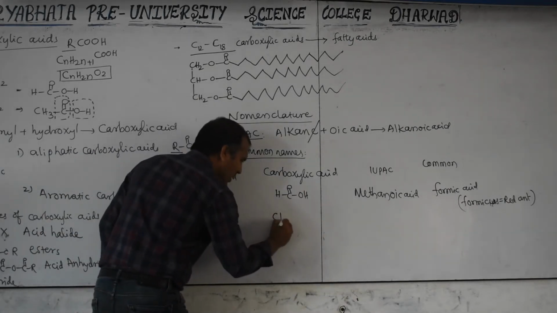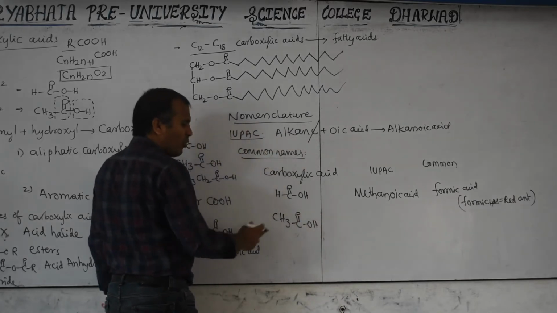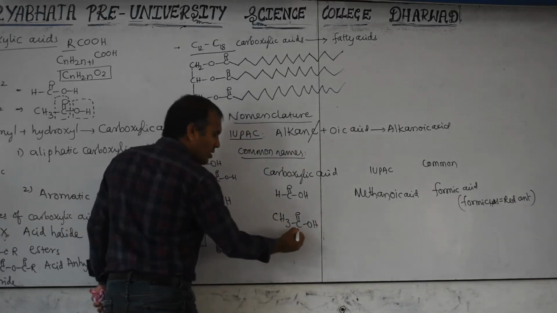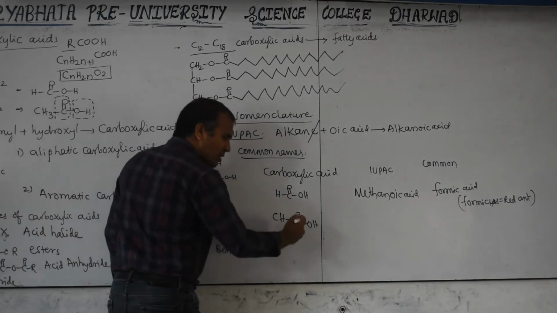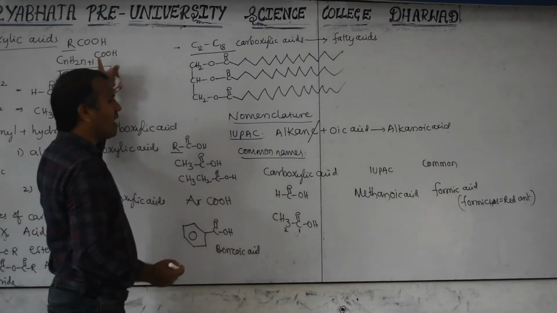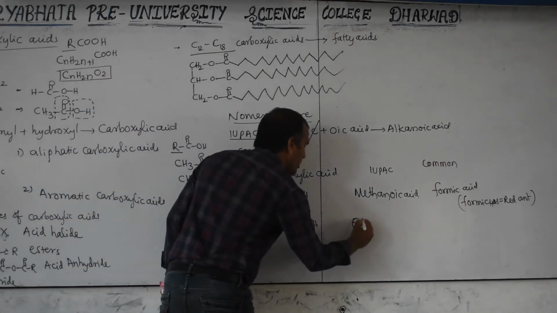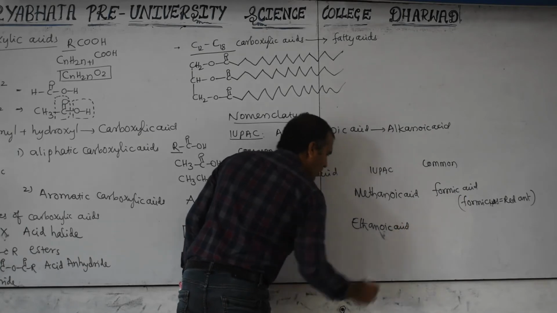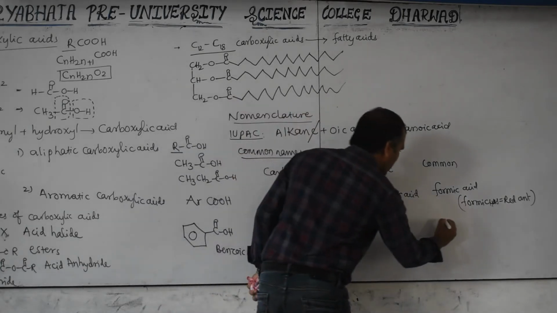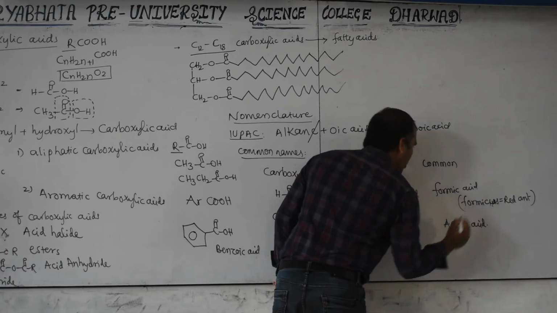Next, CH3C double bond O, OH. How many carbons are there? Actually, this carbon is coming from this side, numbering 1, 2, not 1, 2 like this. Always the carboxylic acid carbon gets the first number. Then 2 carbons, ethane, remove E, oic acid. Okay, then its name? Acetic acid. This is a common name.